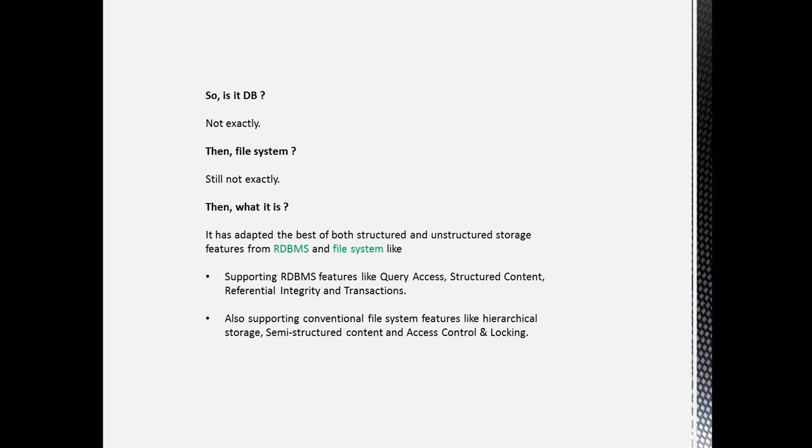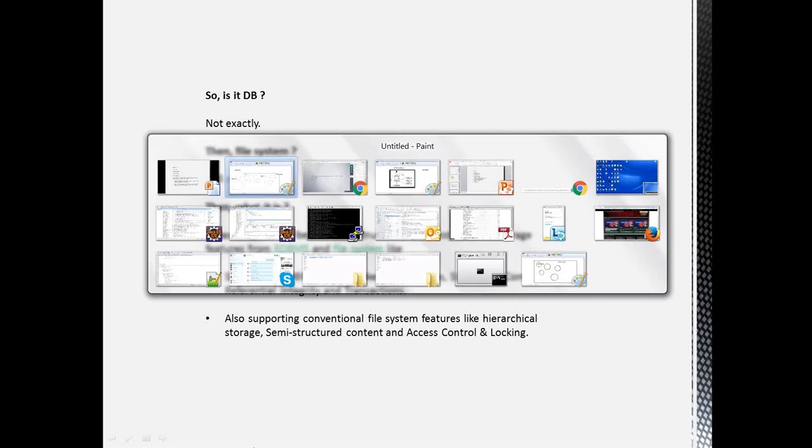Then what is it? A system which has adapted the best features of structured and unstructured storage, of RDBMS and file system. Structured database means RDBMS, obviously. Unstructured, obviously it's a file system. So it has adapted the best features of both. The best features of RDBMS, like structured content, inheritance concept, that is referential integrity, transactions, and query. Yes, we can query the JCR repository. We'll see how to query a JCR repository. The simple queries I'll write in the next sessions.